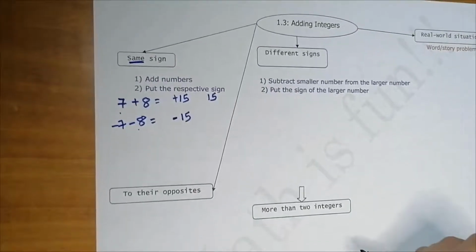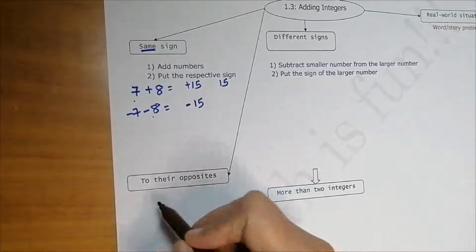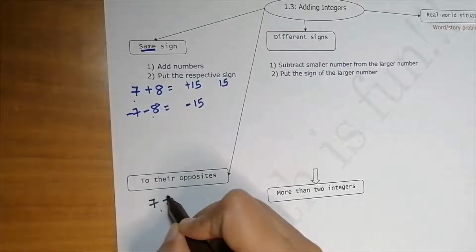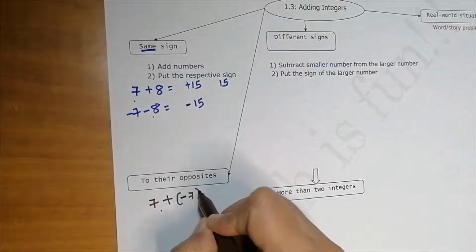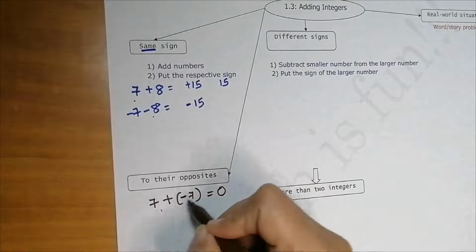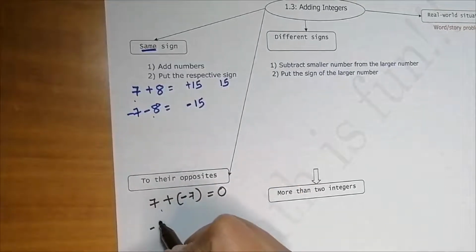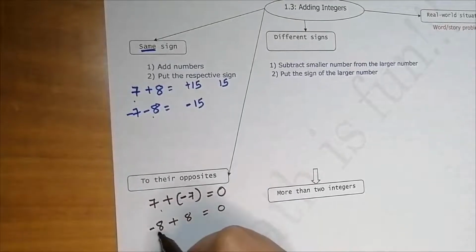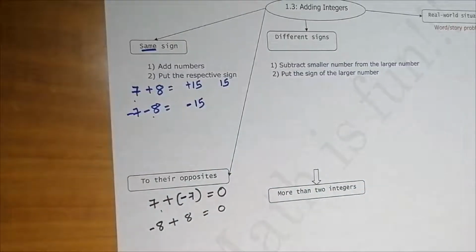Let's go to the second part. It says adding integers to their opposites. Okay, and it's also simple. So if it's 7 plus its opposite, -7, which is 0, right? 7 plus 7 and -7. If it is -8 plus 8, again 0, right? Plus and minus. So opposites. So basically it results into 0 only, right?